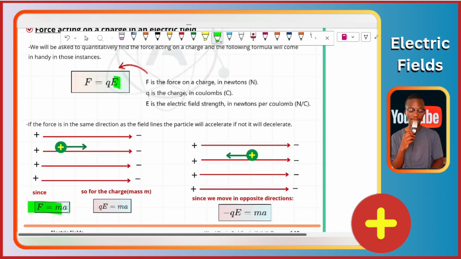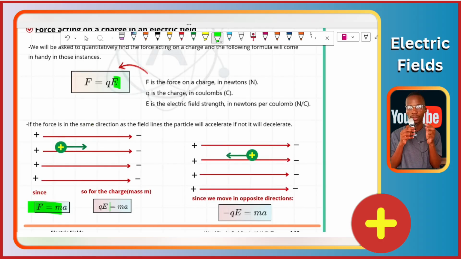And since F equals MA, and since we said F equals QE, QE will be equal to MA. So if a positive charge experiences a certain displacement, its acceleration can therefore be obtained by that above equation. So that's essentially what an electric field is, what the direction of motion implies, and what the force acting on a unit charge actually entails. In the next video, we're going to introduce the concept of uniform electric fields.